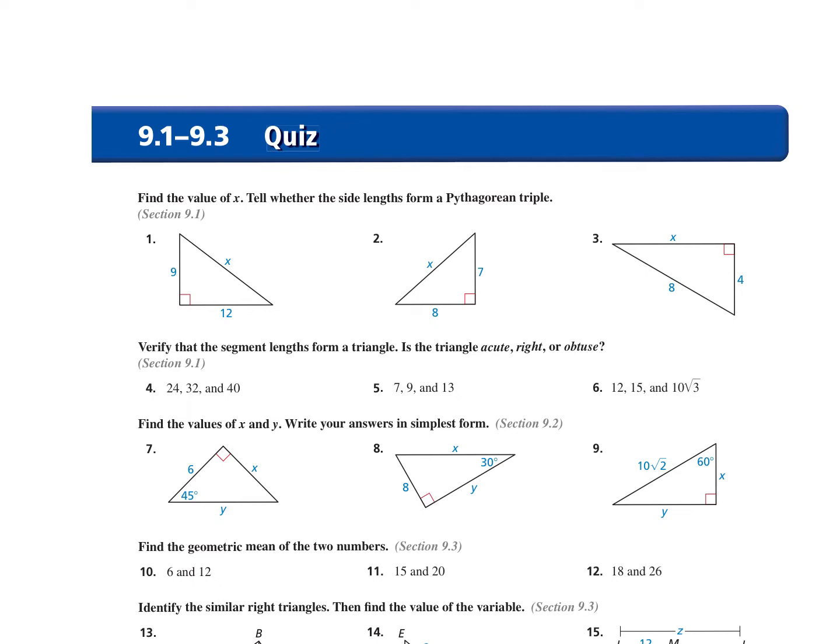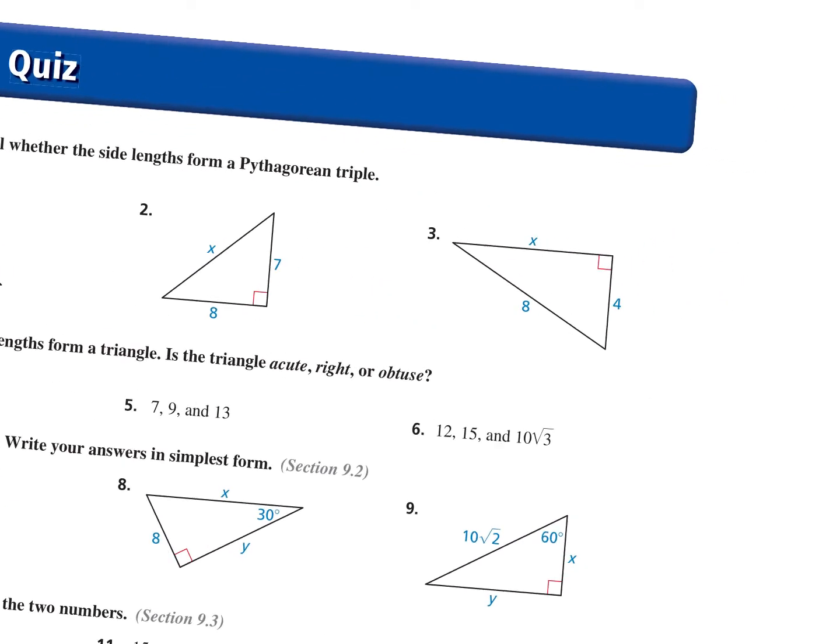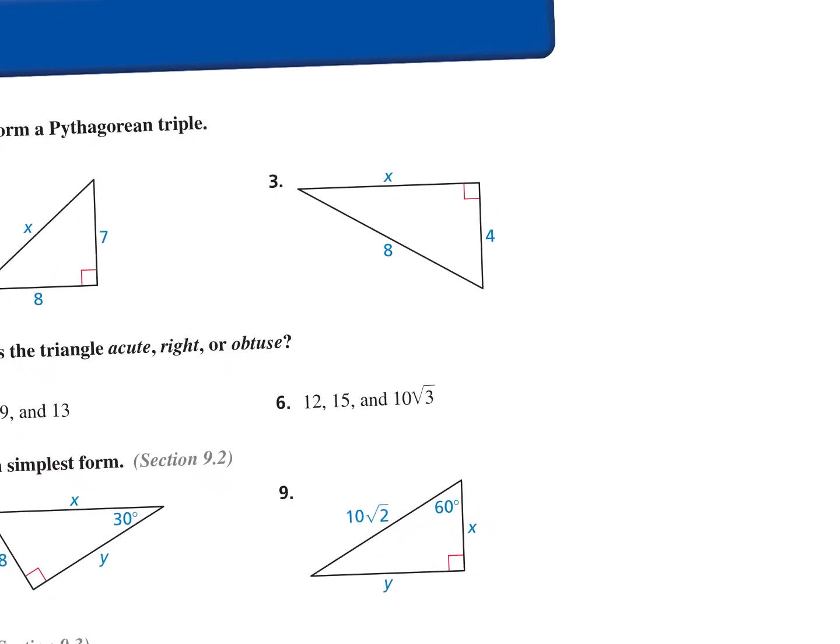Some of them were looking for the hypotenuse, and some were looking for a leg. All of the questions on the quiz tomorrow, you must leave in simplest radical form when you're using the Pythagorean theorem. Yes? Okay, so for number 3, this one we're looking for a leg.